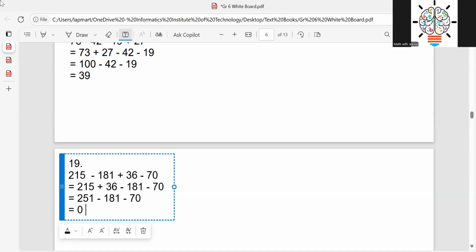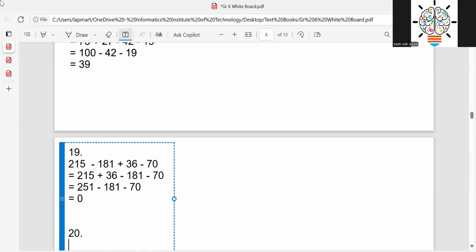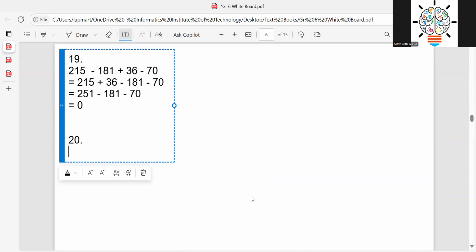Okay, you can see that we can come across such situations. Therefore, don't worry. So we will move to the last question in this one, that is the 20th one. And I'll write it: 361. Right, so then subtract 200. So then we have plus 15 and minus 81.